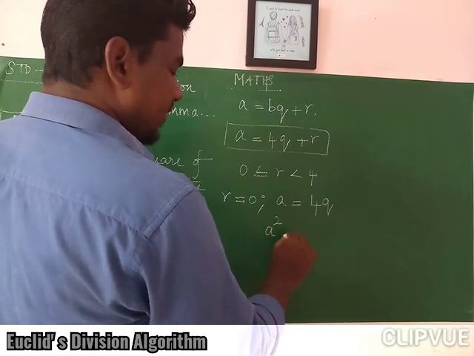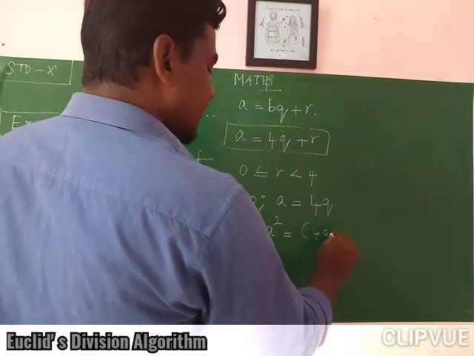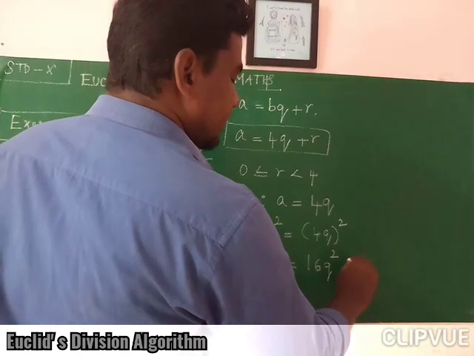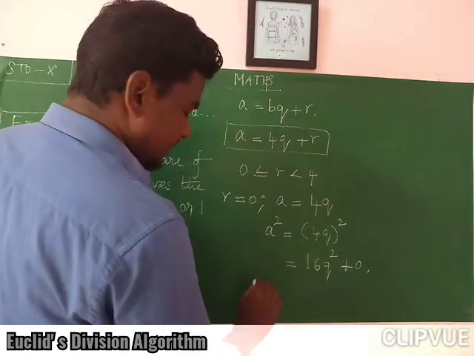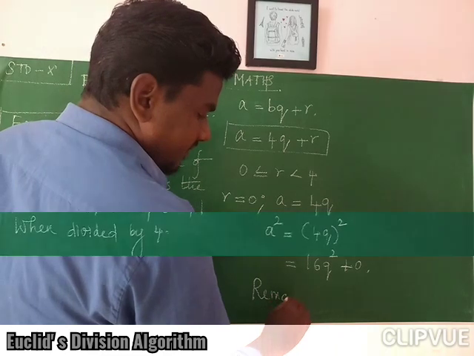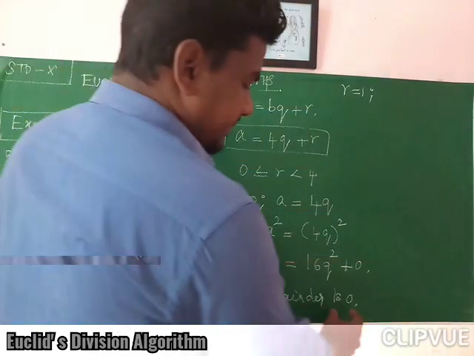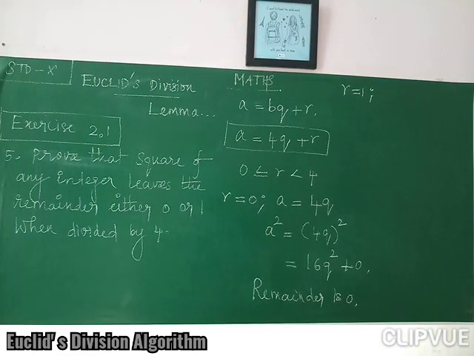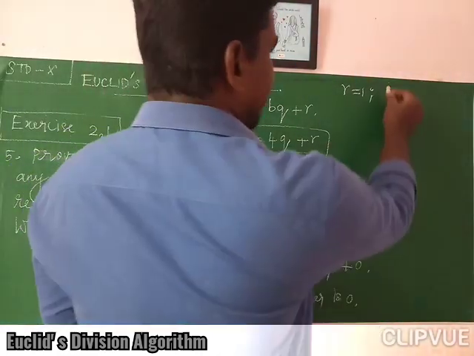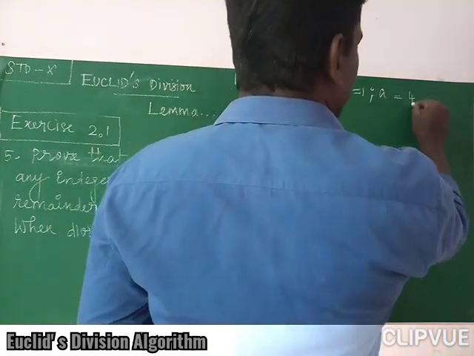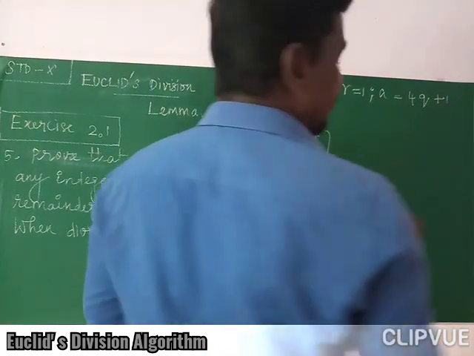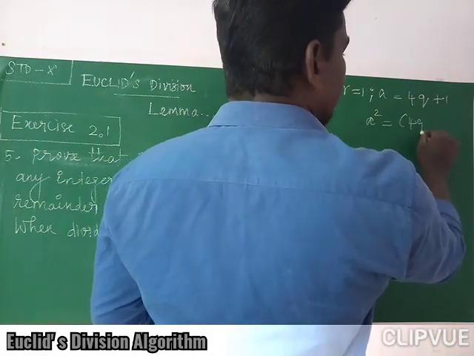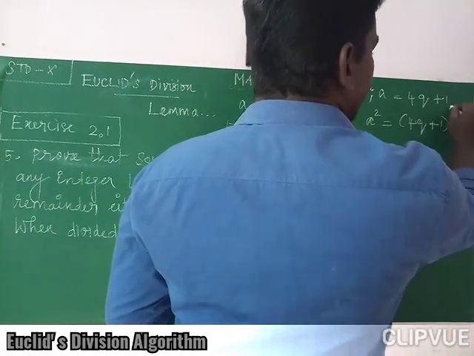So a square, its square means 4q whole square. What do we get? 16q square plus 0. What is the remainder? Here the remainder is 0. If r equal to 1, it can be written as a equal to 4q plus 1. So a square is equal to 4q plus 1 the whole square.